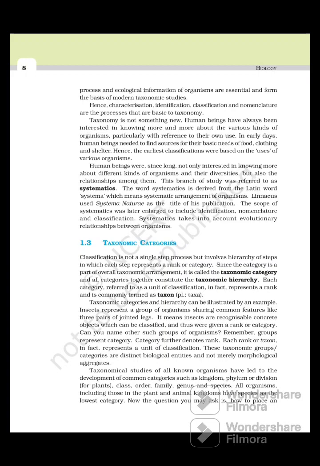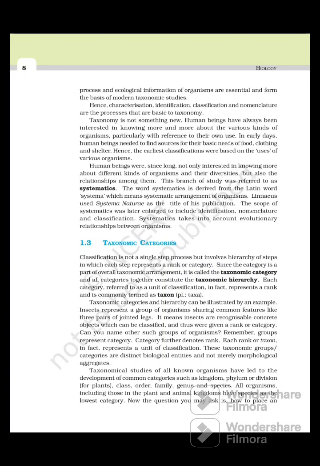Hence, characterization, identification, classification, and nomenclature are the processes that are basic to taxonomy. Taxonomy is not something new. Human beings have always been interested in knowing more and more about the various kinds of organisms, particularly with reference to their own use. In early days, human beings needed to find sources for their basic needs of food, clothing, and shelter. Hence, the earliest classifications were based on the uses of various organisms.